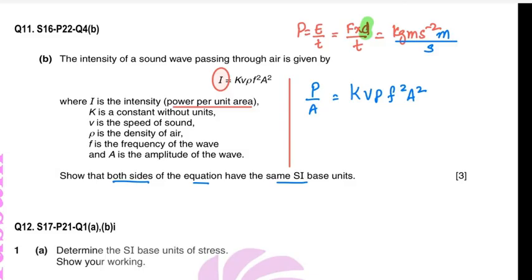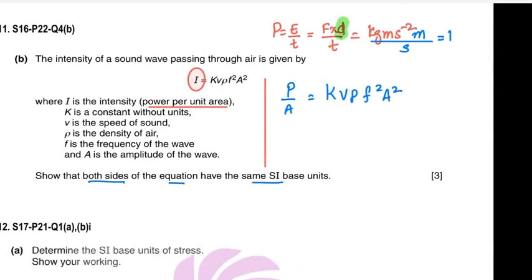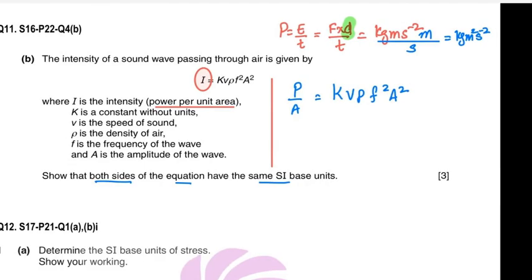So what is power? Power will be kg m power 2 s power minus 2. Right? So kg m power 2 s power minus 3. What is area? It's m power 2. Okay? Equals to what? What is k? K is a constant, so it has no units. Constants you will simply ignore. Then you are left with v. What is v? It's the speed of sound. So speed is meters per second.